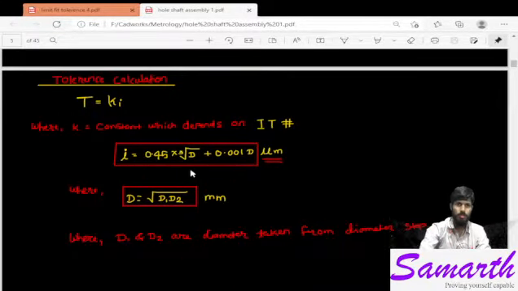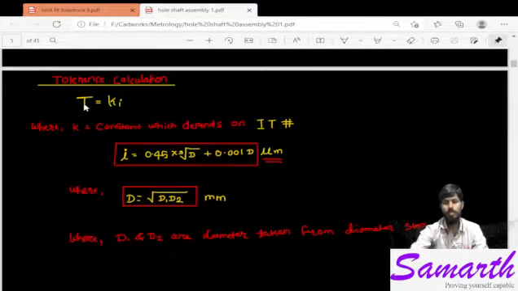Now put these values into i and T to get the value for tolerance. Here we will put the value of D. Every time keep in mind, even though these values D1 and D2 are in millimeter, the final value for i from the same formula will come in micrometer. Just put this value of i and K, and you will get the value of tolerance.